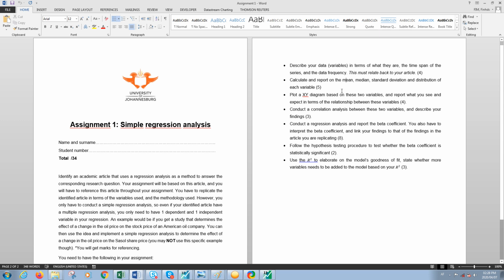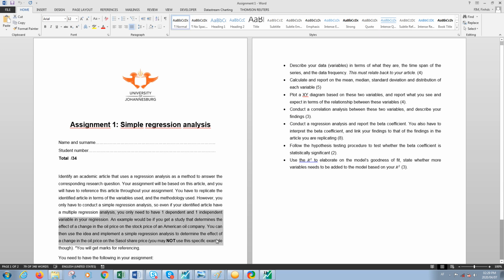Calculate and report the mean, standard deviation, and so on and so forth. You should know how to do this. Plot an XY diagram between the two series and report what you see and expect in terms of the relationship of these variables. Go back to the videos if you don't know how to do this. Conduct a correlation analysis, conduct a regression analysis, and report the beta coefficients. You also have to interpret the beta coefficients and link your findings to the findings of others.